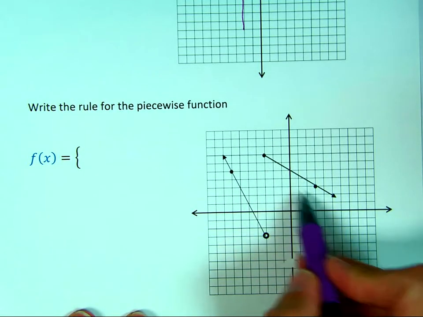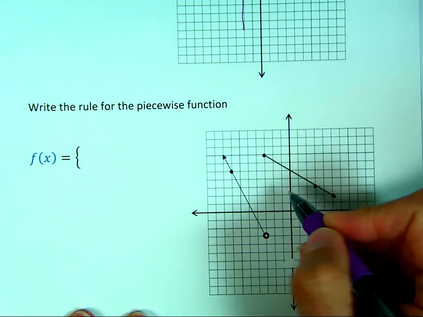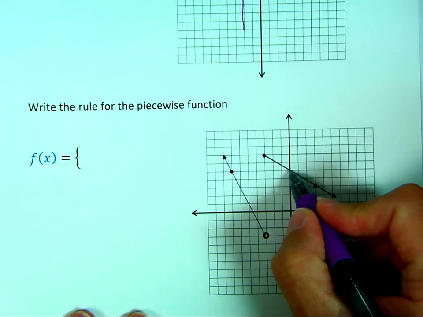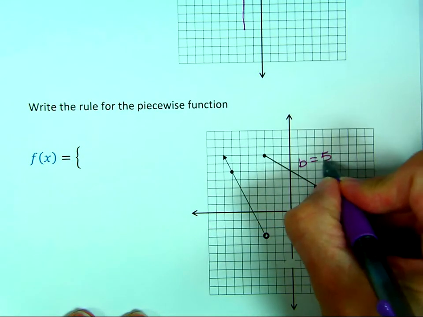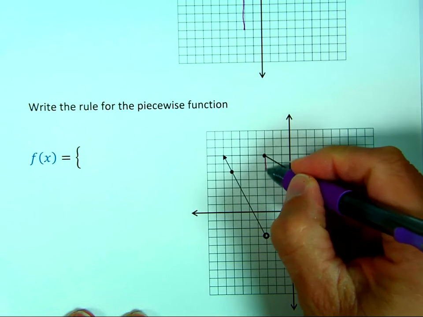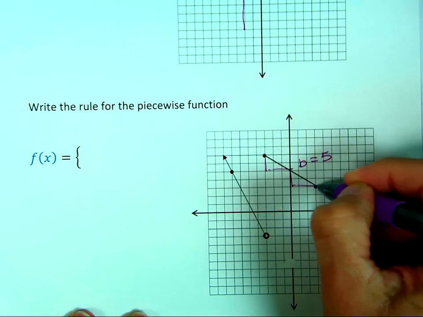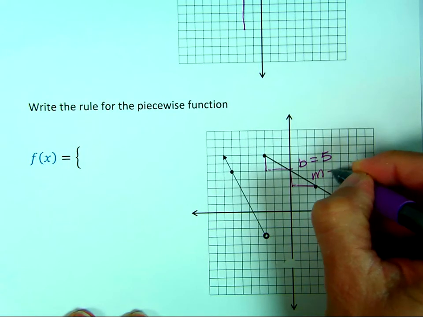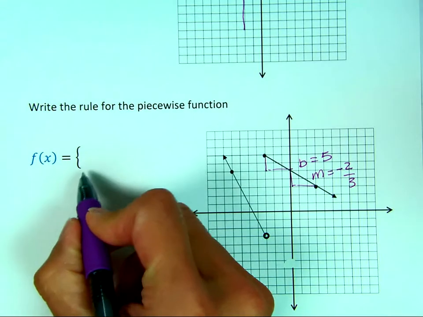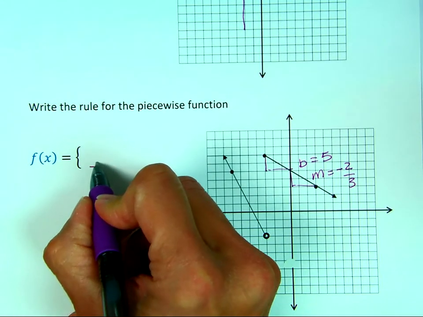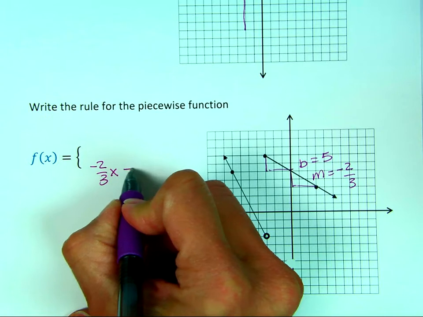So let's just look at this one for a minute because it's a little less difficult than that one, because we already have our y-intercept. 1, 2, 3, 4, 5. So I know my y-intercept is 5. And then I'm going to find my slope. So down 2 over 3, down 2 over 3. Looks like the slope is down 2 over 3. So that's going to be this rule right here. I'm going to say negative 2/3 x plus 5.